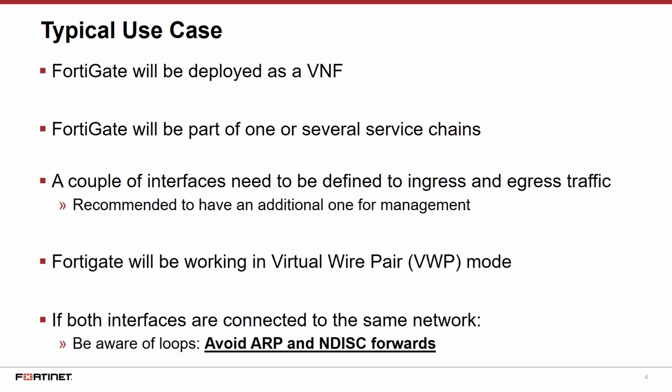We must also be very careful if we connect both interfaces to the same network, which will be the standard case. We must be aware of loops, because the ARP and NDisc forwarding packets may create a loop on the FortiGate. But we will show later how to deal with this particular case and how to disable this forwarding.